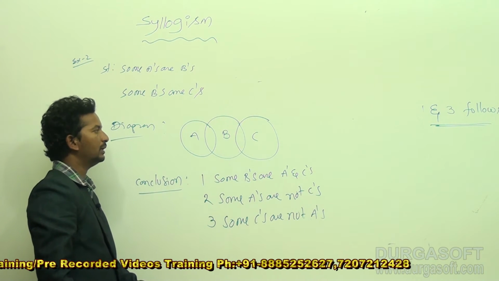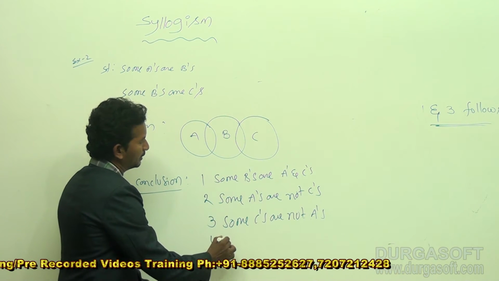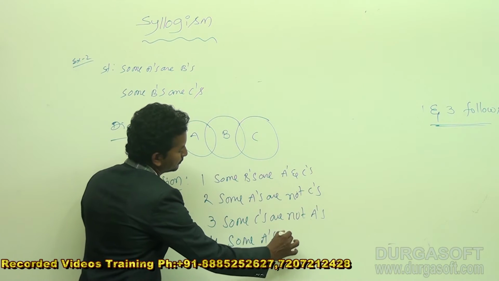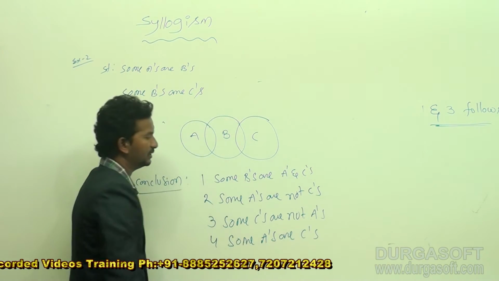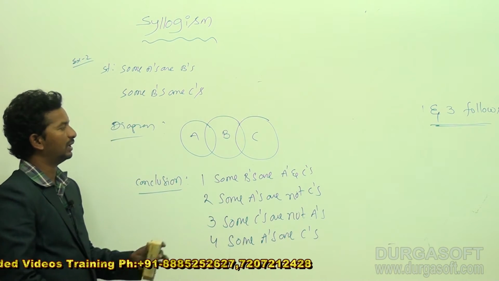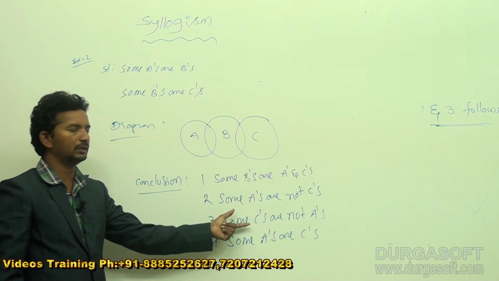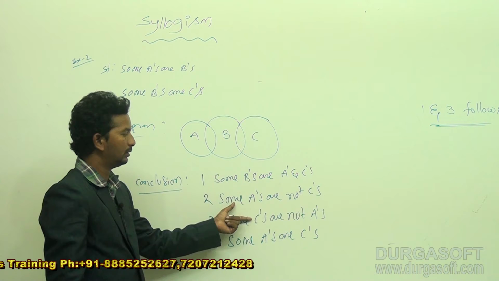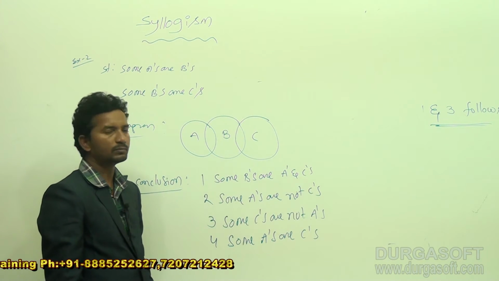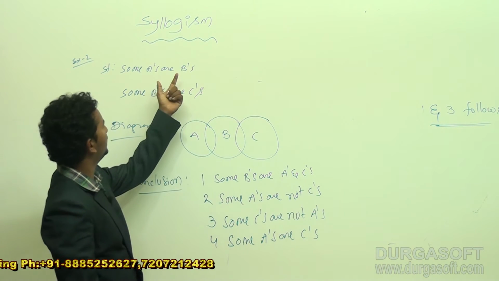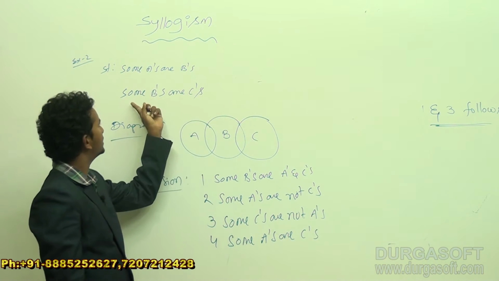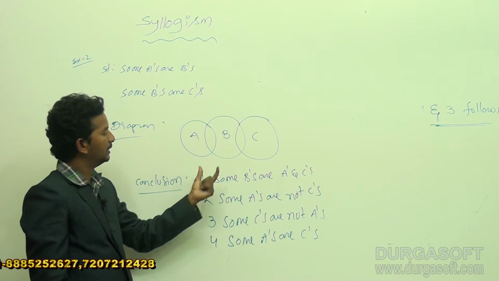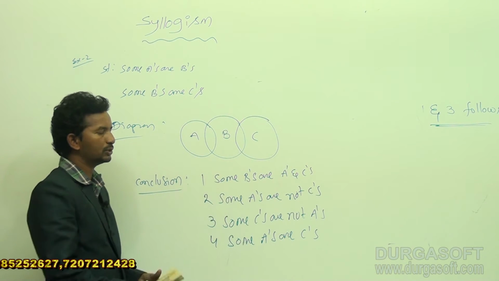Now the fourth one: some A's are C's is given. This is the conclusion. What possibilities are true, and what possibilities are false here? Coming to the statements, some A's are B's, some B's are C's. This is my diagram. Now check the conclusion.